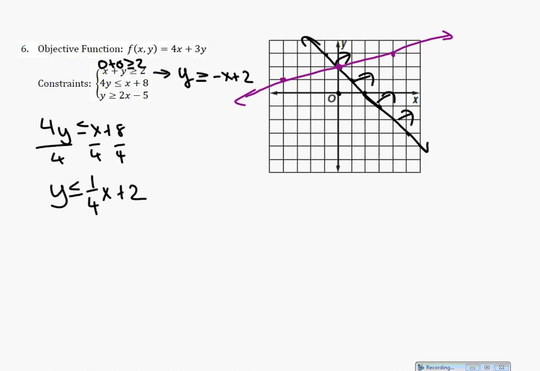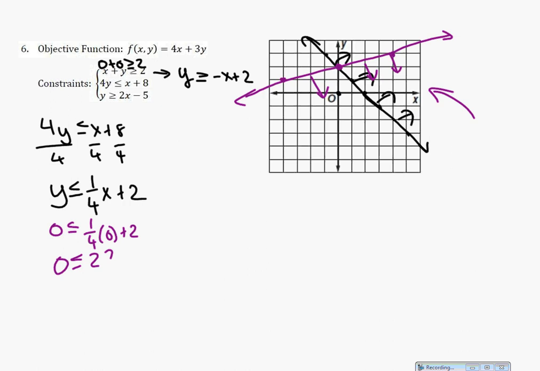So now, is that going to be true here? Well, is 0 less than or equal to 1/4 times 0 plus 2? Is 0 less than or equal to 2? That answer is going to be true. So I want to shade down this way. So far through 2, this is my only area in here that I got to shade.